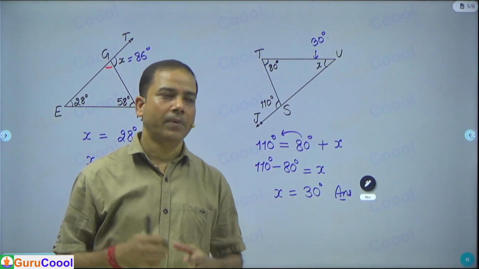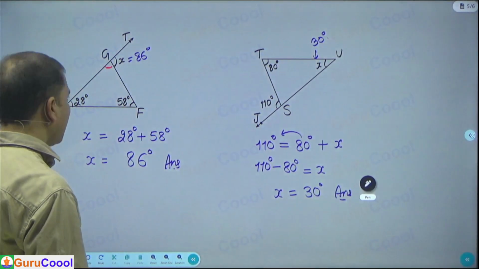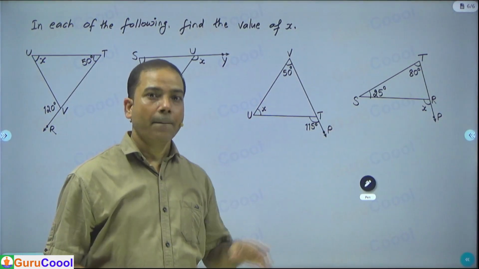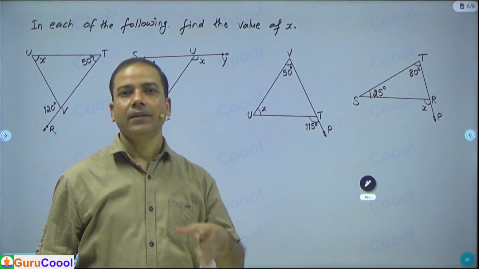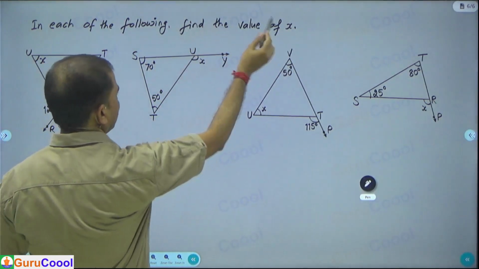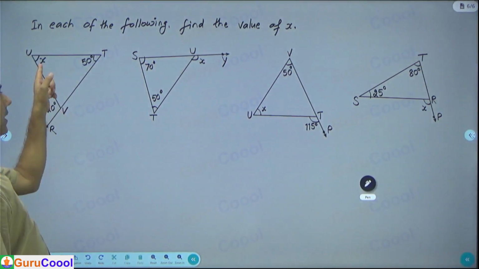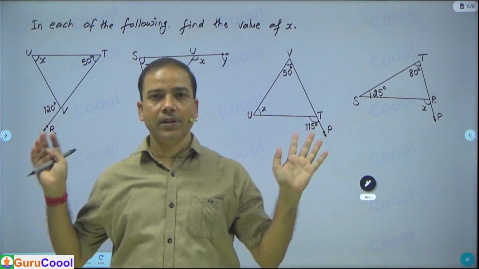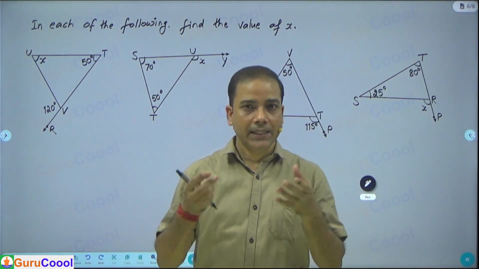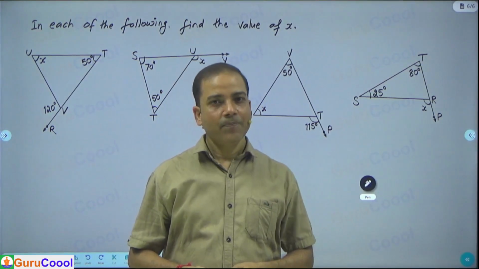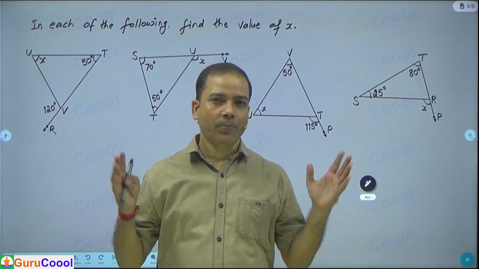Give your feedback. And I have these 4 questions for you as your practice. Practice these 4 questions and be more confident. The question is, in each of the following, find the value of x. You can see x, x, x, x. In each of the figures, one angle is named x, and that is actually the missing angle you have to calculate. Okay, you can use the exterior angle property for that.